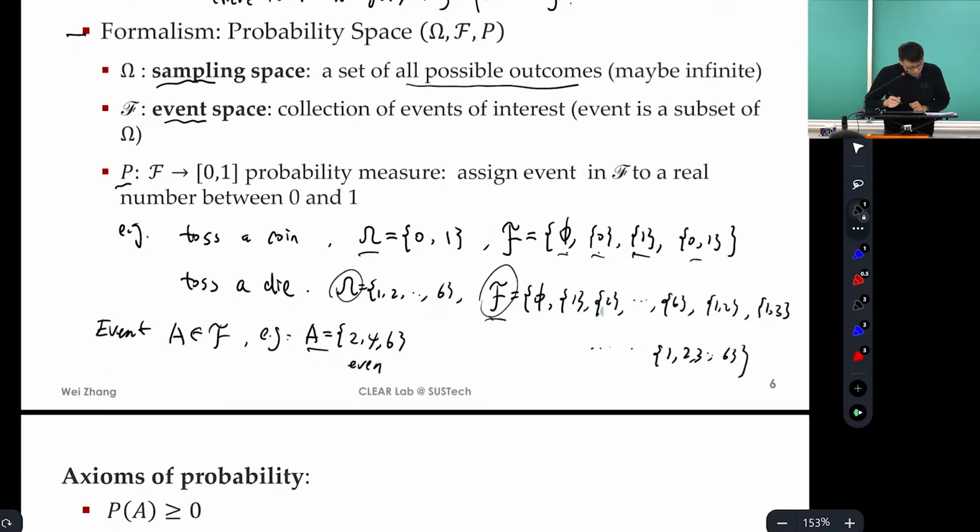Then I can define probability. What's the probability of A happening? What do you think? You can define it now. That's your belief. What do you think is the probability of A?